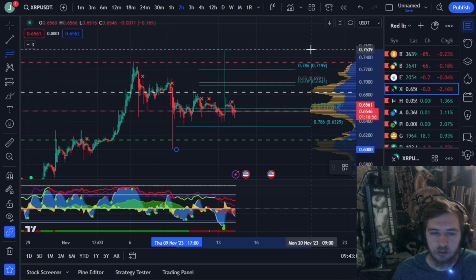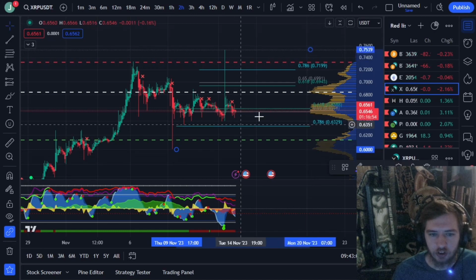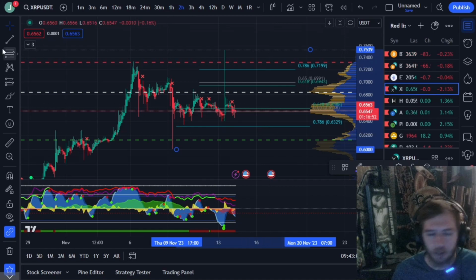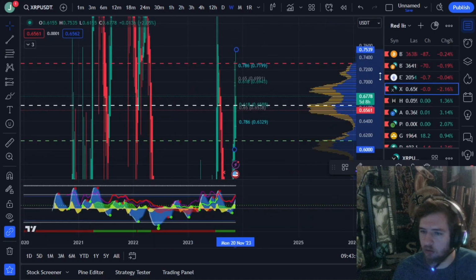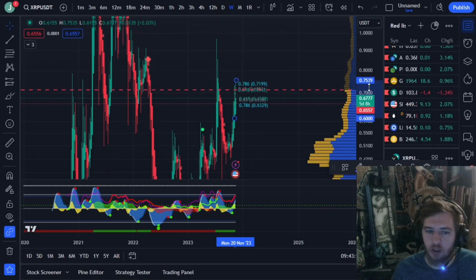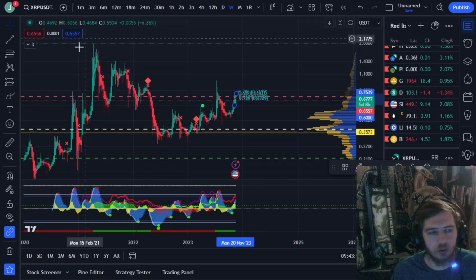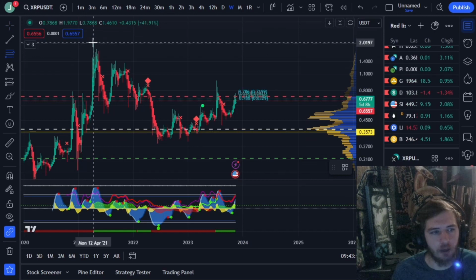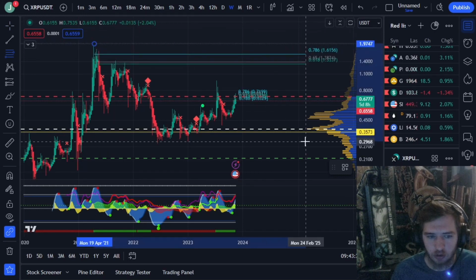See, another. So she's just fighting all around the golden pocket right now. I'm sure this is a macro golden pocket. If you go out to your weekly, you can draw from the highs to the lows as well. And that'll give you a more macro outlook on the market.